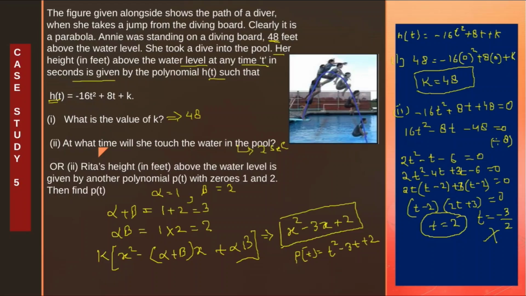Then, we want to figure out when she actually hits the water. Alternatively, we consider Rita's height, given by a different polynomial with zeros at 1 and 2, and find that polynomial. This case study helps us understand motion through quadratic equations.